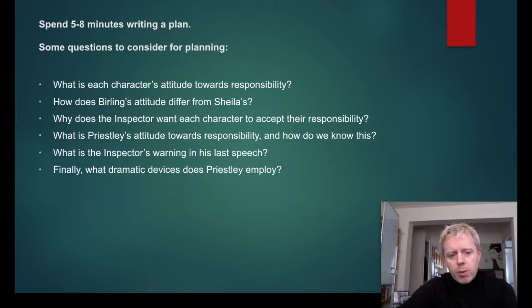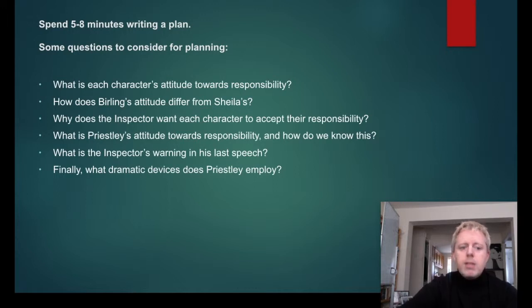Okay, so how to approach this question. Unless you've got additional time, you've got about 45 minutes to answer this question. It's a 2-hour, 15-minute paper. You've got 3 sections: An Inspector Calls, the anthology poetry, and the unseen poetry. So roughly 45 minutes for each section.